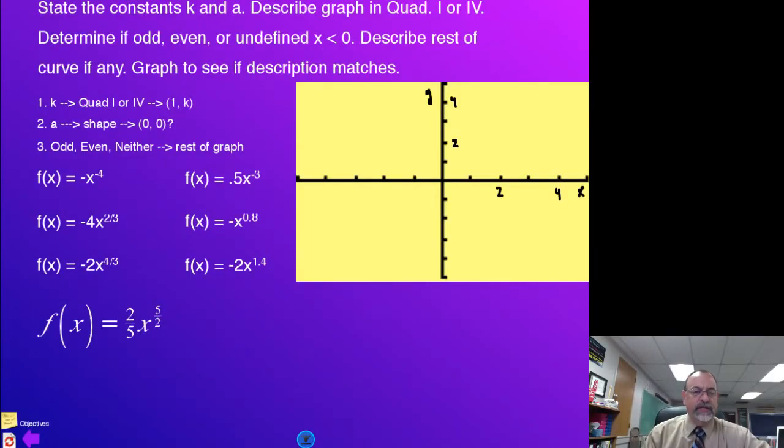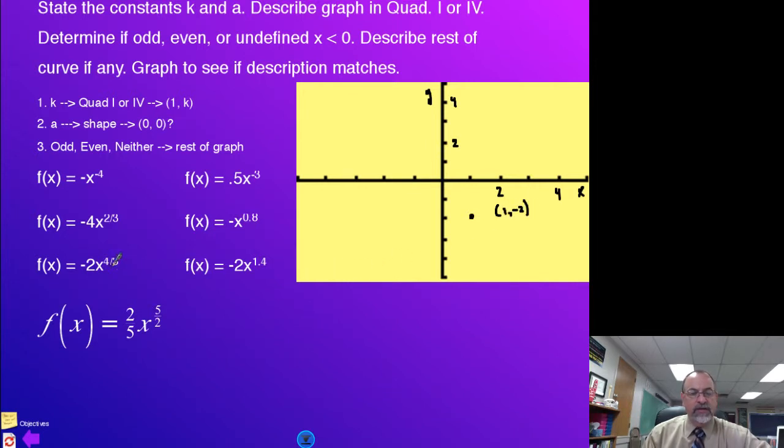Okay, f of x is equal to negative 2x to the 4/3. So again, the first thing I want to do is figure out 1, k. The k here is a negative 2, so 1, negative 2 is on my graph. So I'll do that, 1, and I'll label it.